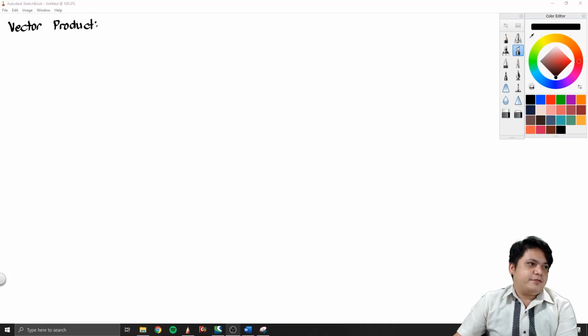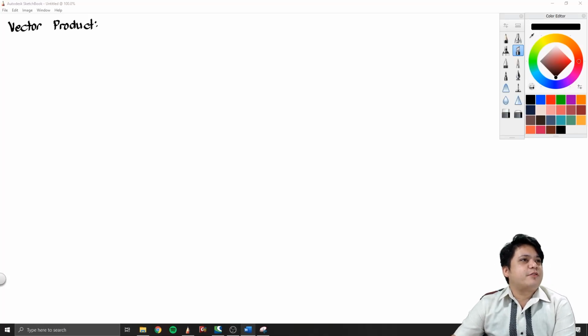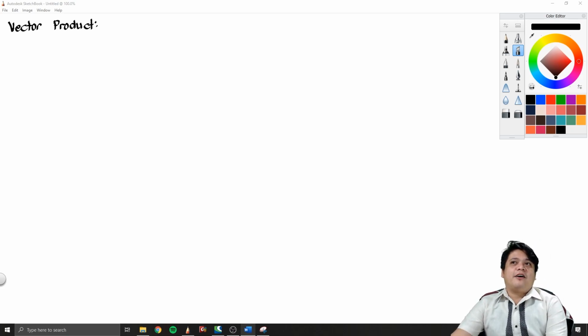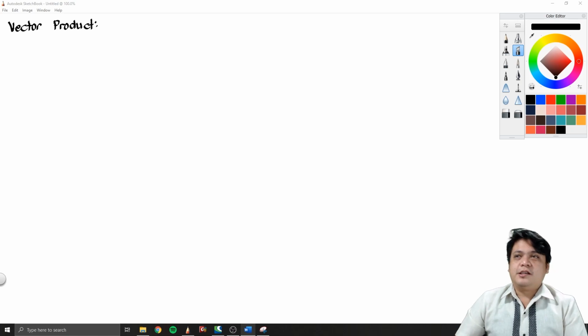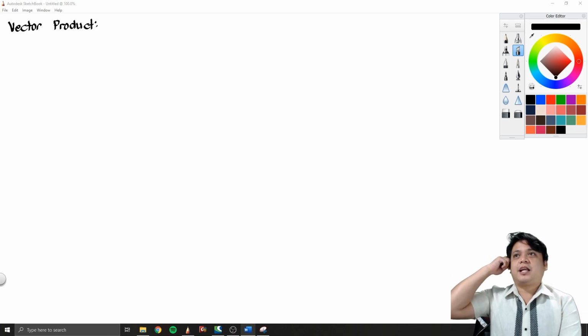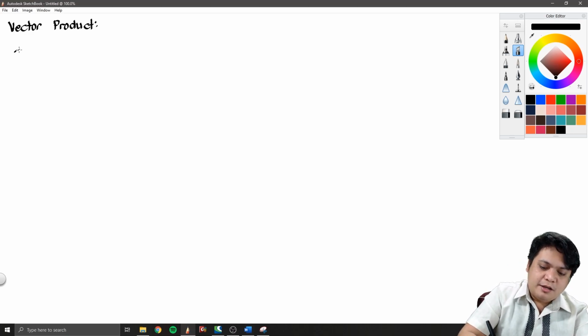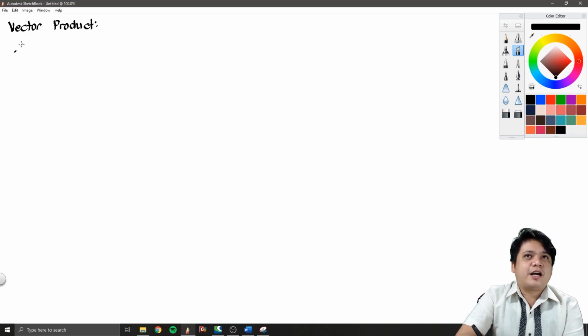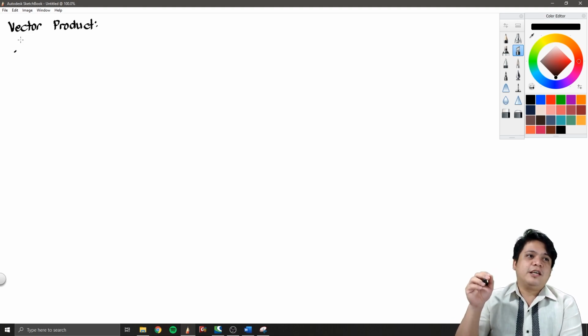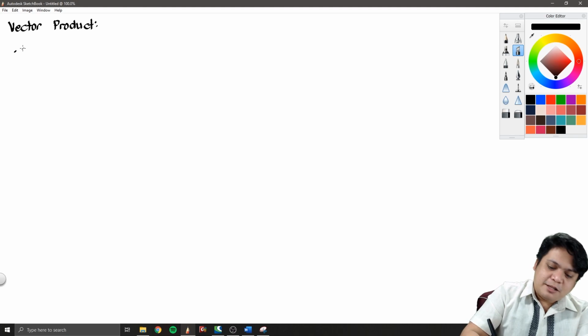Okay. So, we'll proceed now to what we call the vector product. We have vector multiplication actually, and we have different kinds. The first one is what we call the dot product. It is called dot product because when you take the dot product, the result is actually a scalar.